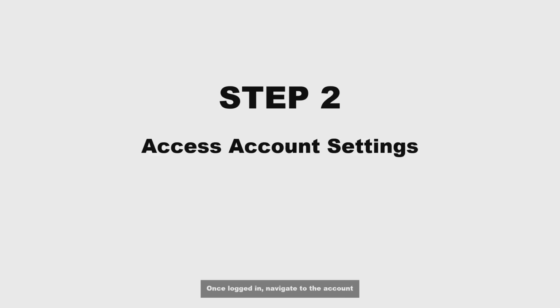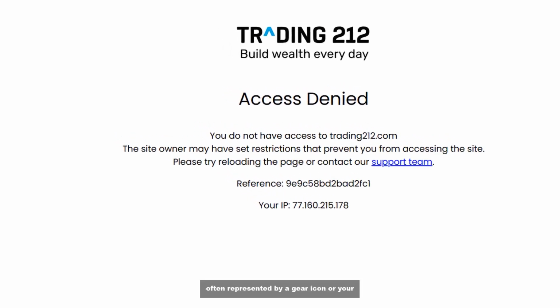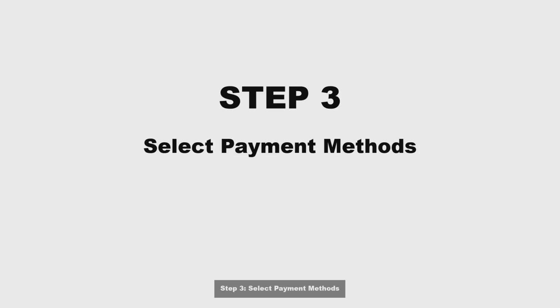Step 2. Access account settings. Once logged in, navigate to the account settings. This is usually found in a menu, often represented by a gear icon or your profile picture.